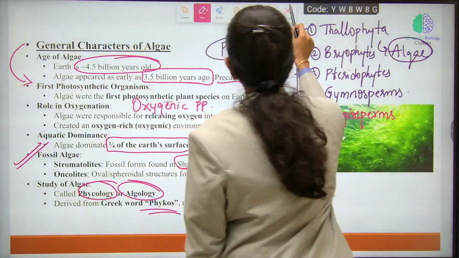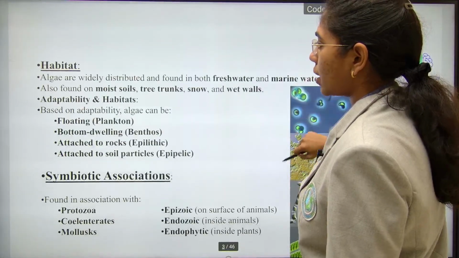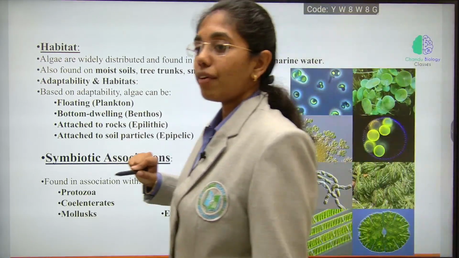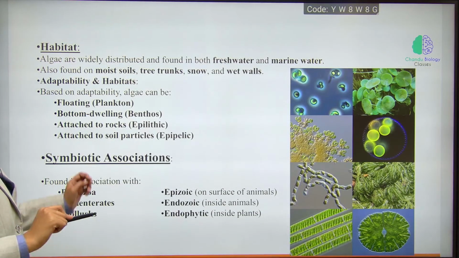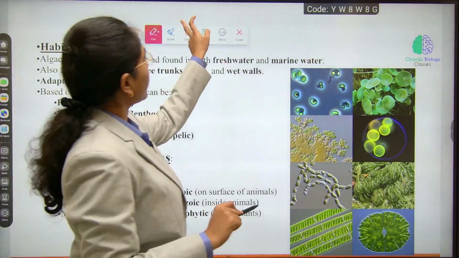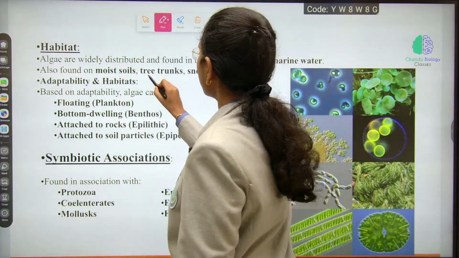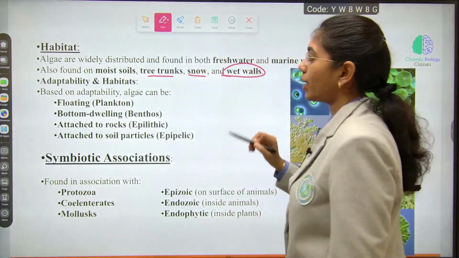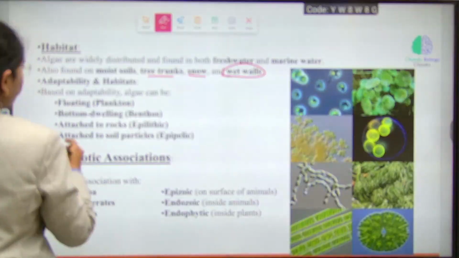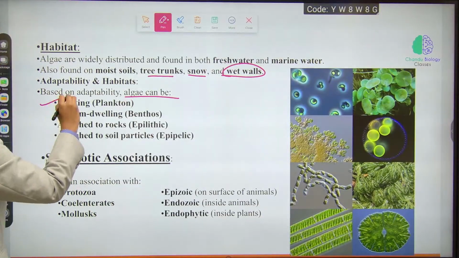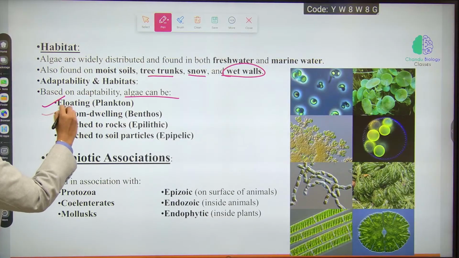Now if we move on to the characteristics, starting from the habitat. Firstly, algae are widely distributed in the aquatic habitat. They are distributed both in fresh water and marine water habitats. They are also found in moist soils, over tree trunks, in snow and on wet walls. Based on their adaptability, the algae can be floating, phytoplankton.